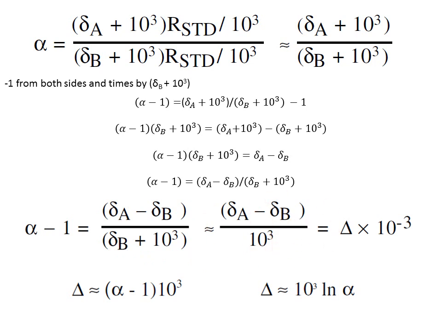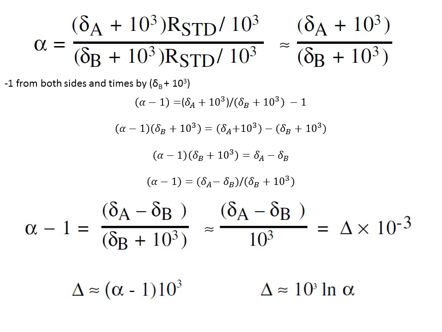That can be simplified to this. What I'm saying is this big delta, the capital Greek letter delta, is essentially what we term the difference in the measured isotope delta values. So delta A minus delta B is basically just big delta.